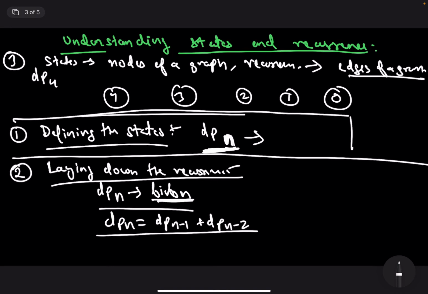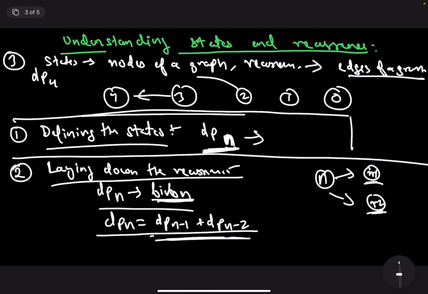Now I already have the nodes of the graph, and I want to add some edges. When you want to add the edges, you look at the recurrence relation. The nth state depends on the n minus 1th and n minus 2nd states, so there will be an edge from the n minus 1th state to the nth state. In this case, there will be an edge from the 3rd state to the 4th state, and an edge from the 2nd state to the 4th state.